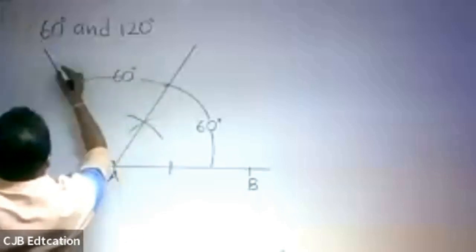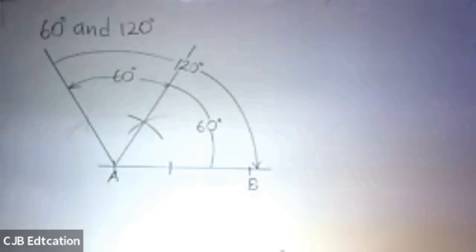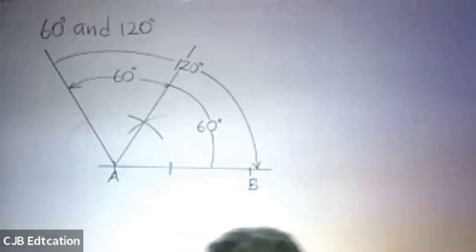And all together it is 120 degrees. Is that clear? Two 60s are there. Yes. Right. You better draw this figure and construct that 120 degree angle in this.